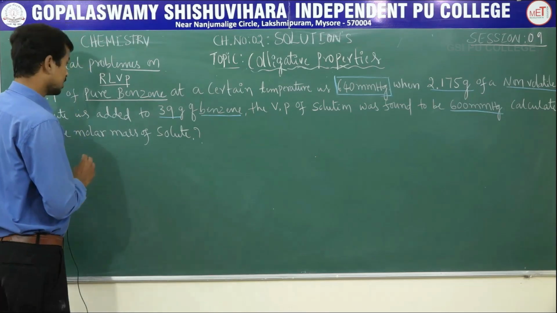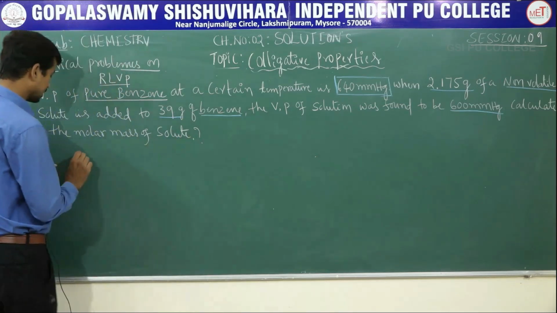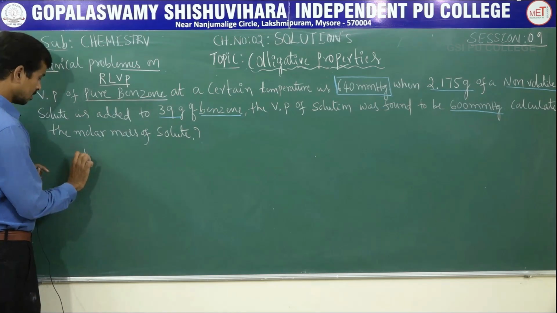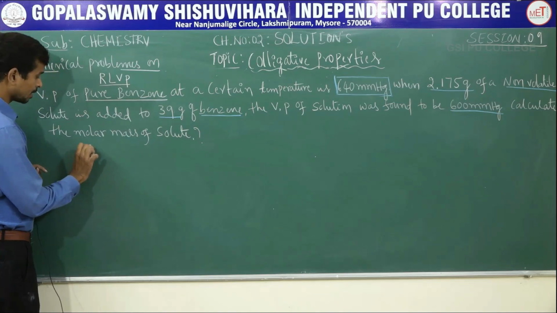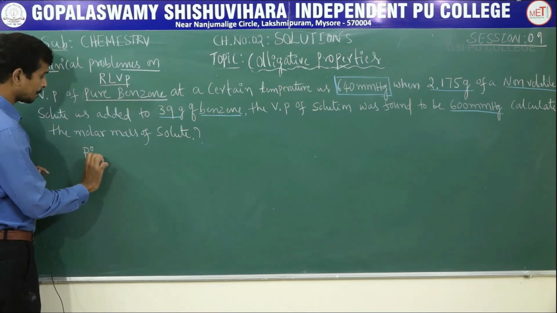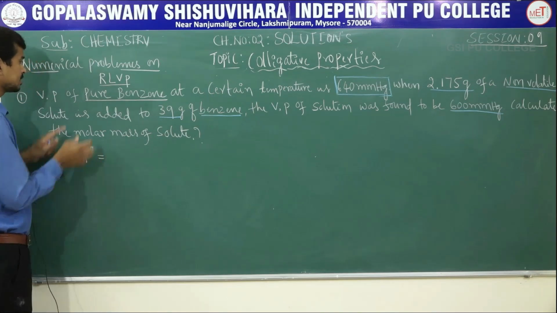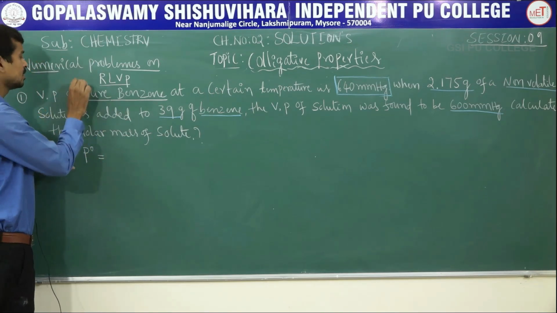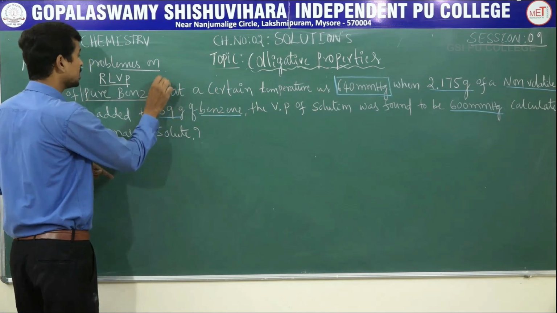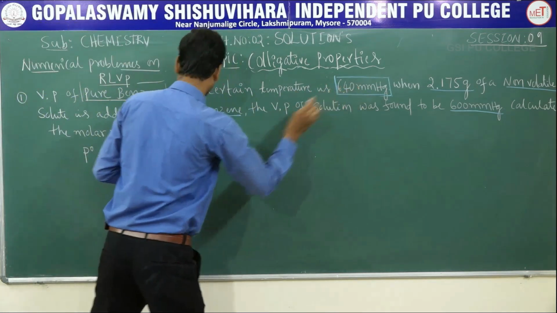Let us consider the given data. Given first, P naught means what? Vapor pressure of the pure solvent. In this case, what is the solvent? Benzene. See, the vapor pressure of the pure benzene is equal to how much?